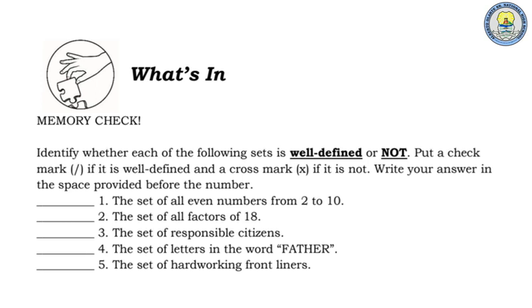Number 1. The set of all even numbers from 2 to 10. Is it well-defined or not? Check or X? The answer is check. It is well-defined, so we can identify the set of all even numbers from 2 up to 10. 2, 4, 6, 8, 10. So we have 5 elements of the set of all even numbers from 2 up to 10.